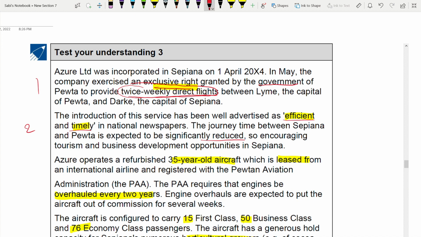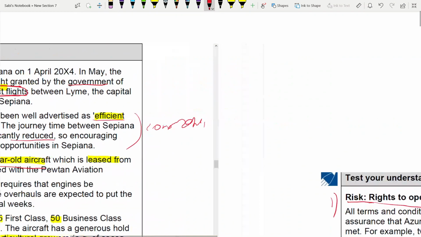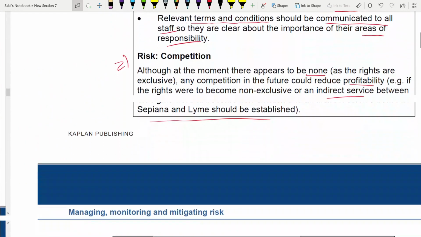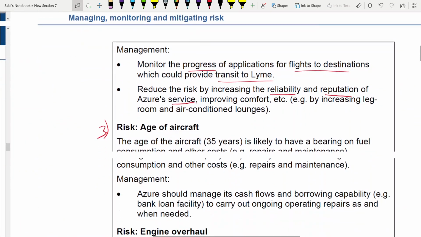If you see the first, it is about exclusive right, isn't it? Second, this paragraph talks about competition, that you make your service reliable and all. Now third is the 35-year-old craft. Third paragraph, even your answer also, if you see, that will be a third risk. So there is a connection with your answer and the passage given to you.